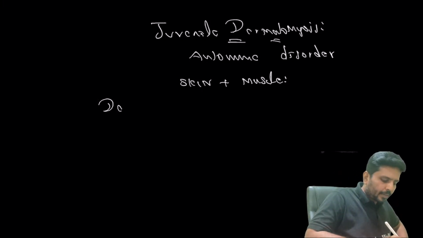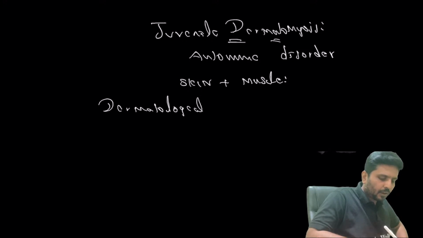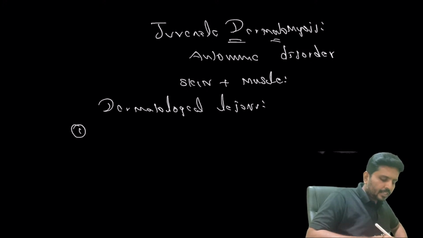So, two dermatological lesions. What are the things we have seen right now? One is heliotrope rash.